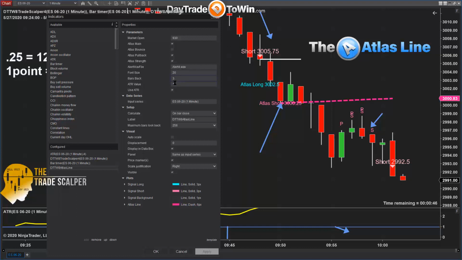The font size and the bars back and the ATR filter, these are all things that are customizable. If there's any signal that's too slow, you can say, I don't want to see a signal when the average true range is less than a point or 2 points or 3 points, or how many ticks you want. So that's what that's for. Everything else, the colors and things you can change if you'd like. And that's for the Atlas line.